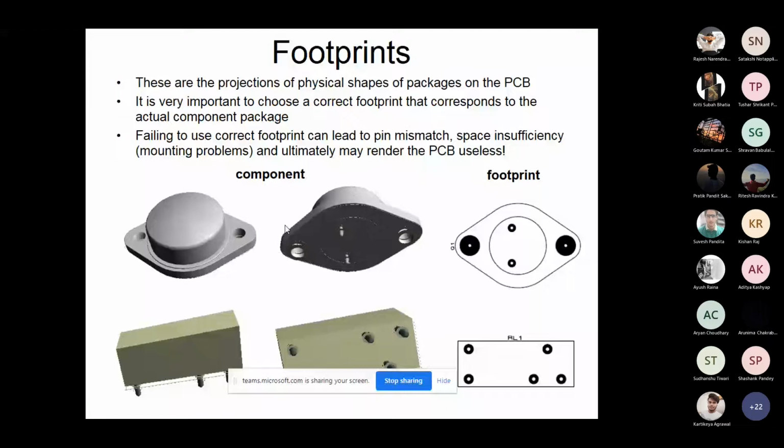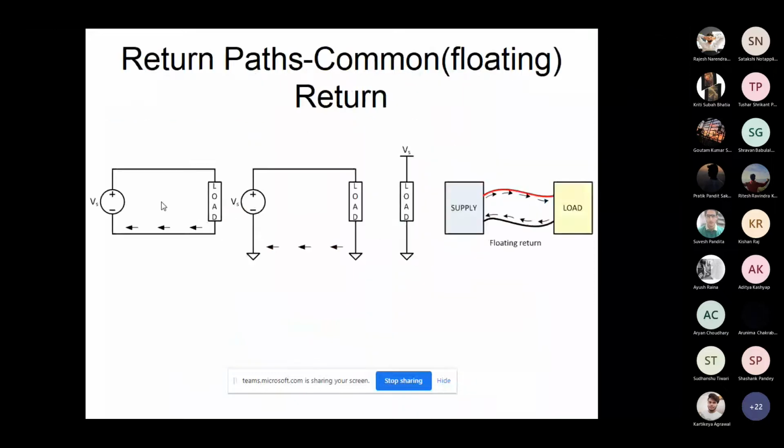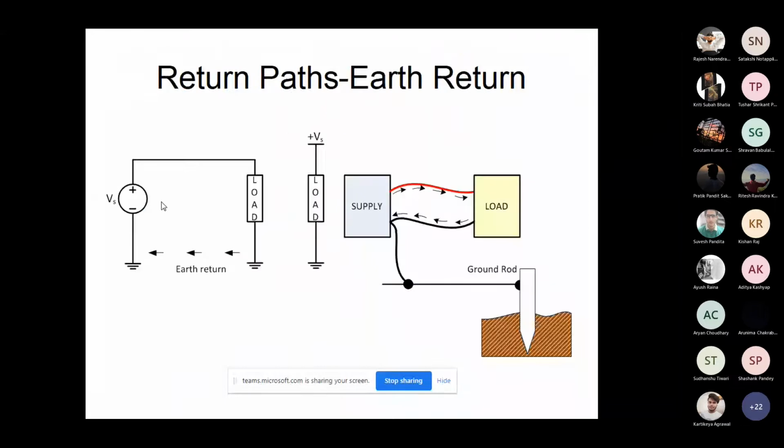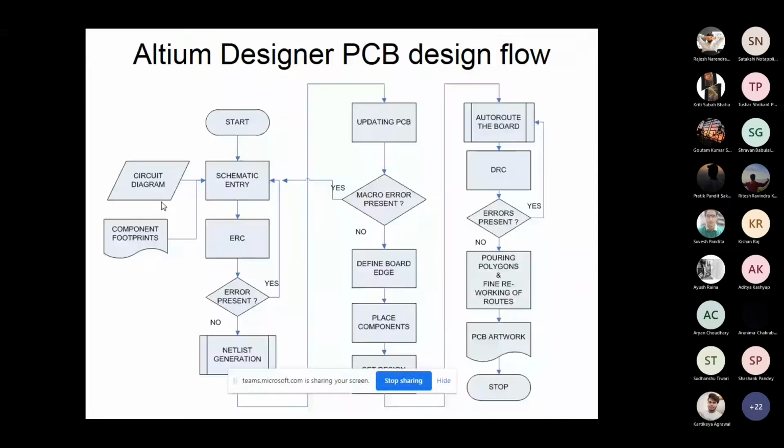So you know what footprints are now. Then we said something about custom designing the footprint also, which you can do later on. Then we have seen the concept of return paths, the two types of grounding schemes that we normally use. One is called the single point grounding, the other is called the bus bar grounding. And then finally we saw the PCB design flow. It starts with the schematic. It is expected that you have the circuit diagram with you, and then you start entering the schematic into the software interface.